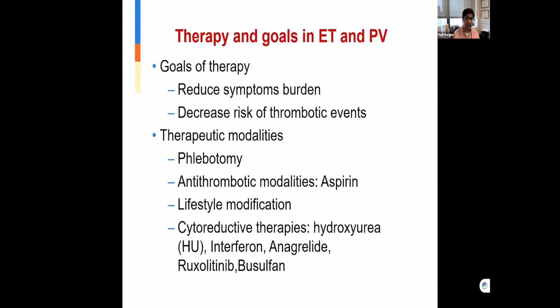Now, what are our goals of therapy in both ET and PV? Well, the goals of therapy are to reduce the symptom burden, which really can be substantial, and to reduce the risk of thrombotic events, right? Those are the major goals of therapy.